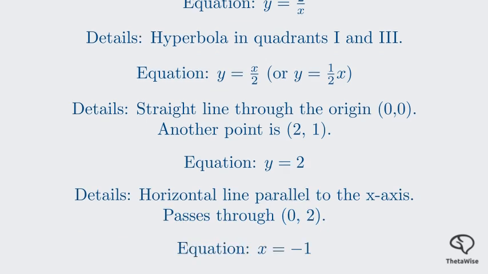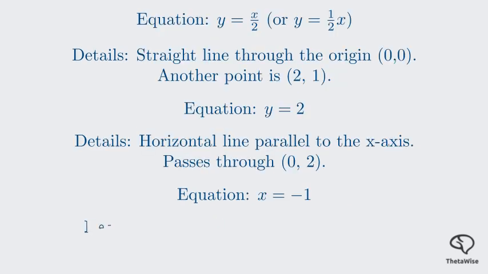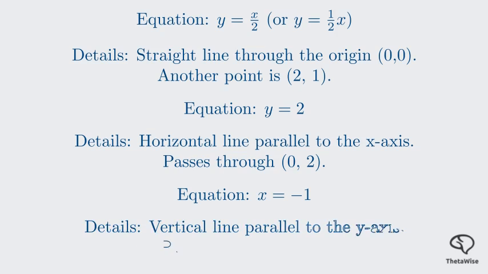Similarly, x equals -1 is also a special straight line. This time, the x value is always -1, so it's a vertical line. It passes through the x-axis at -1 and is parallel to the y-axis.